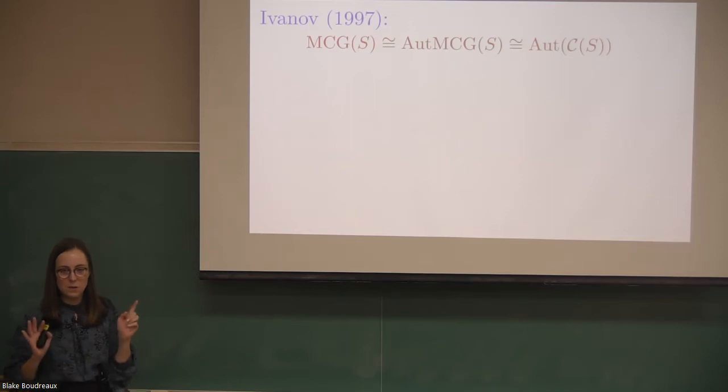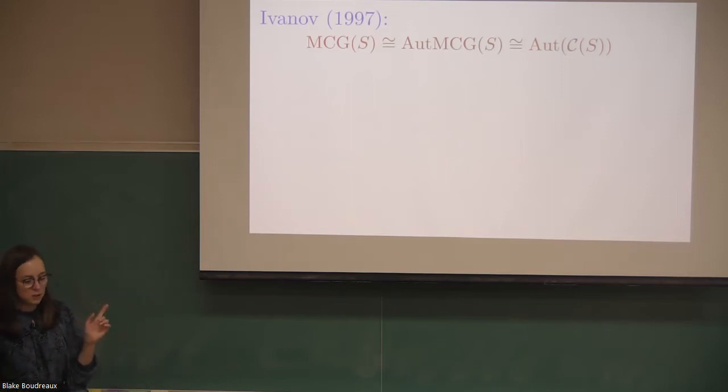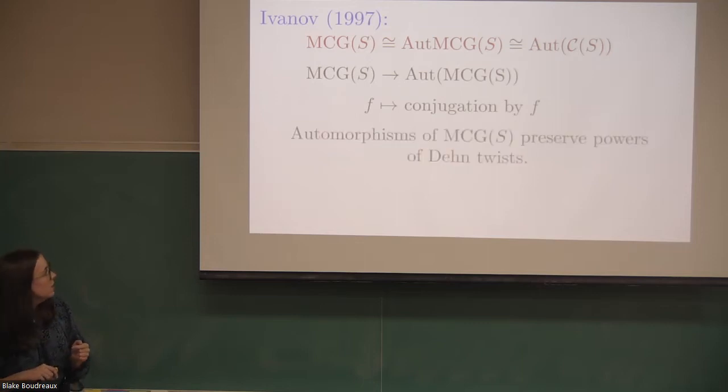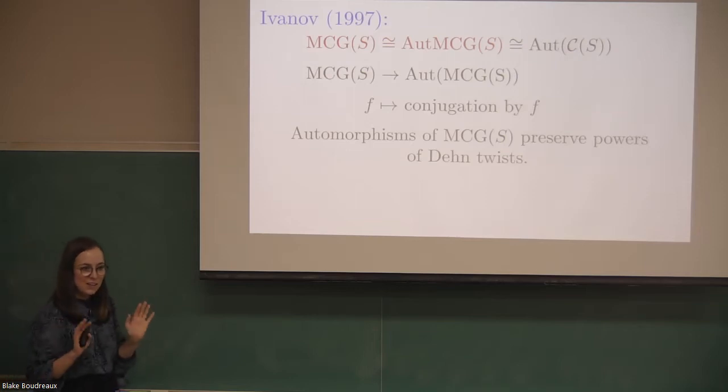So now let's look at the second part of this. Why is the mapping class group isomorphic to the automorphisms of the mapping class group? Well, we can take an element of the mapping class group and it can act on itself via conjugation. That gives us an automorphism of the mapping class group. So Ivanov was thinking, how can I show that the automorphisms of the mapping class group are isomorphic to the mapping class group? Well, automorphisms of the mapping class group preserve powers of Dehn twists. I'm not going to go into the proof of that.